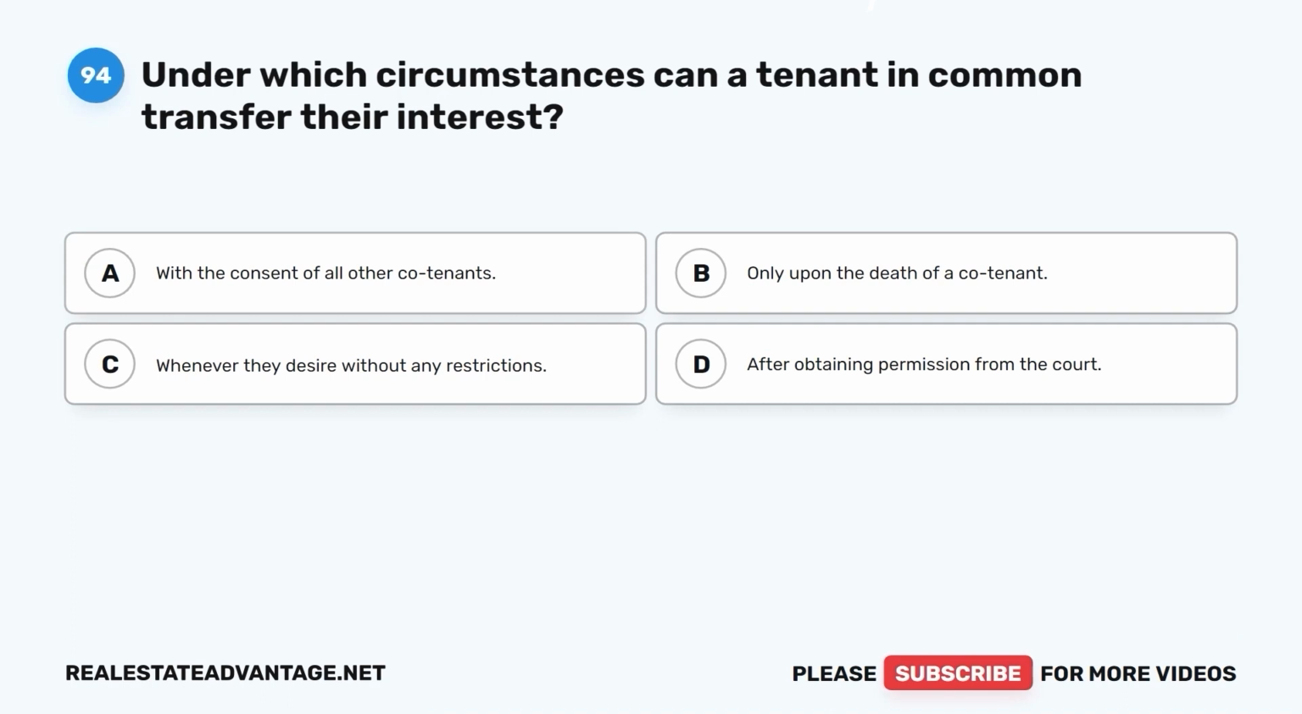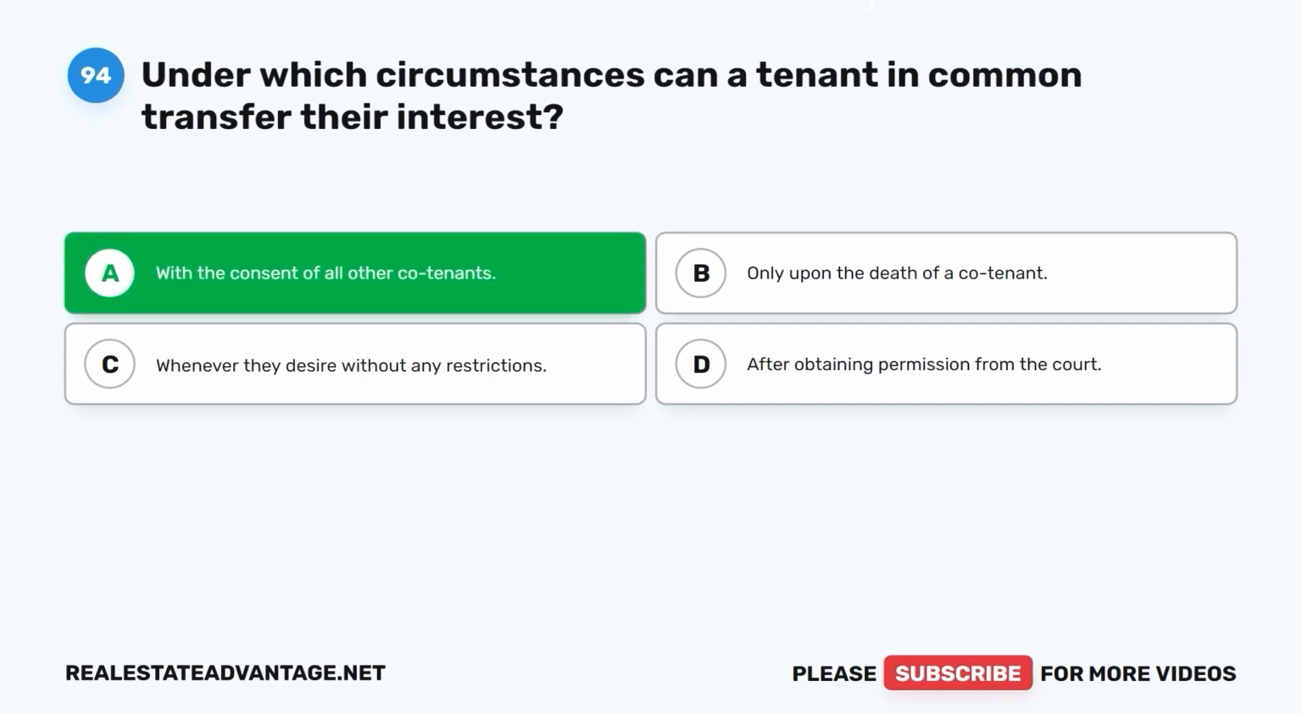Question 94. Under which circumstances can a tenant in common transfer their interest? A. With the consent of all other co-tenants. B. Only upon the death of a co-tenant. C. Whenever they desire without any restrictions. D. After obtaining permission from the court. The correct answer is A.